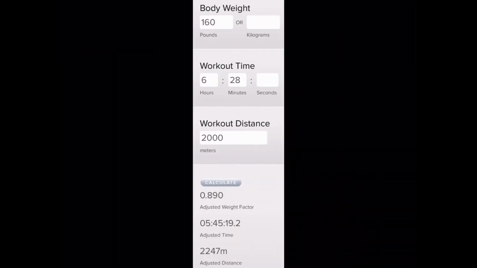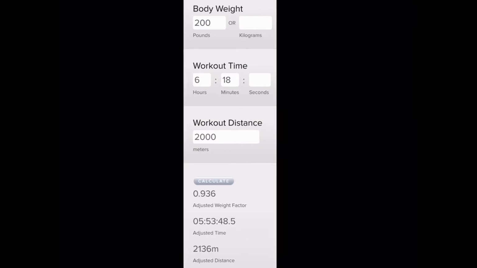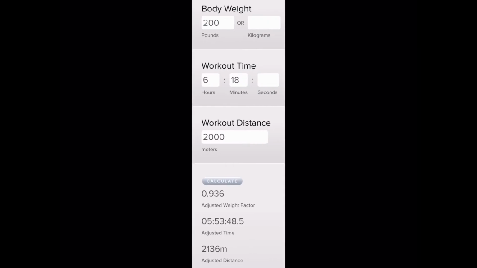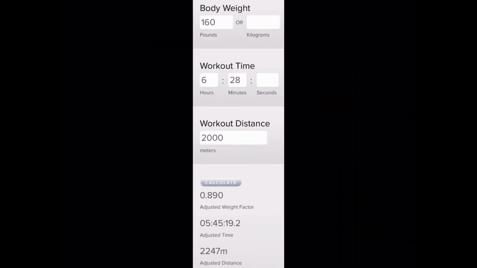And then when you have a lightweight rower, 160 pounds, pushes 628, 2000 meters, that lightweight rower is faster through weight adjusted calculations to 545. So we have a 553 at 200 pounds versus a 545 at 160.